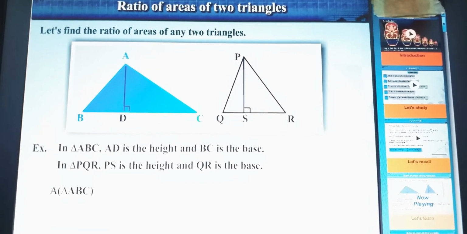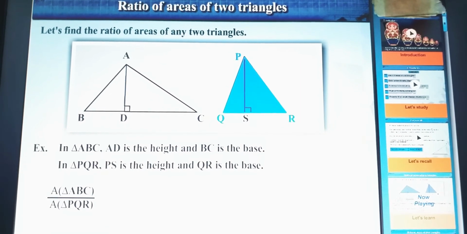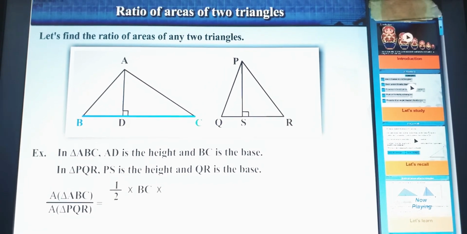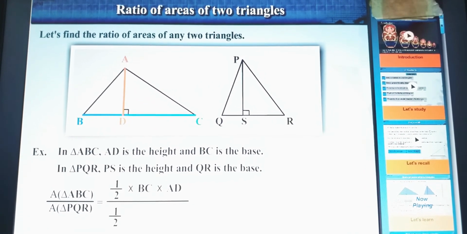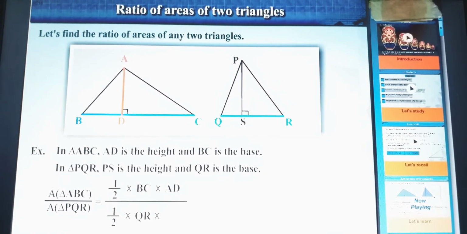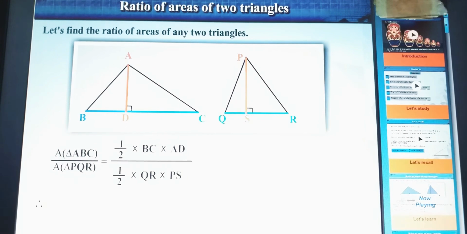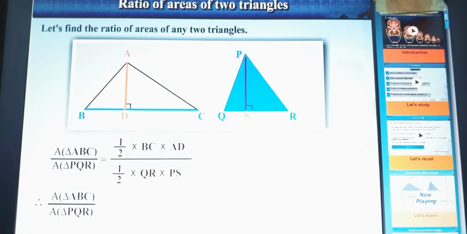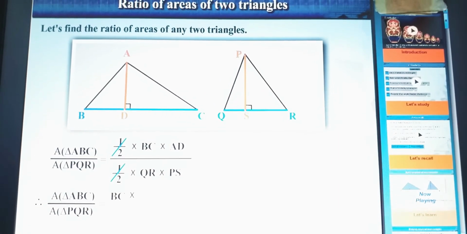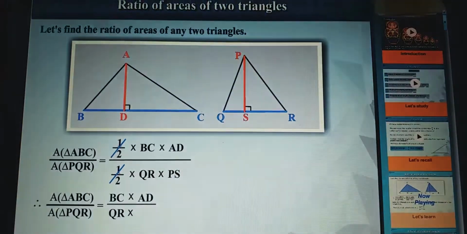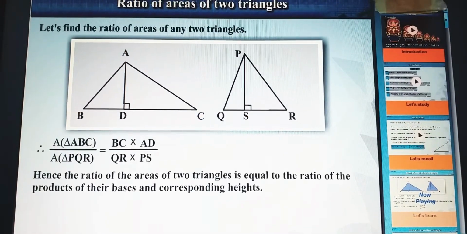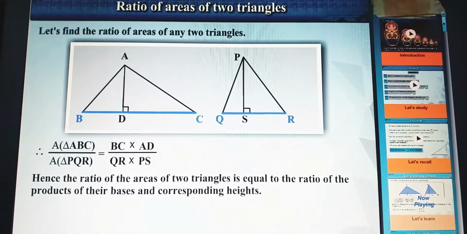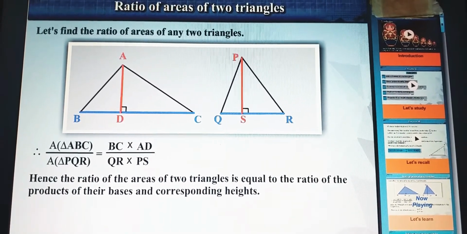Area of triangle ABC upon area of triangle PQR is equal to 1 upon 2 multiplied by BC multiplied by AD upon 1 upon 2 multiplied by QR multiplied by PS. Therefore, area of triangle ABC upon area of triangle PQR is equal to BC multiplied by AD upon QR multiplied by PS. Hence, the ratio of the areas of two triangles is equal to the ratio of the products of their bases and corresponding heights.